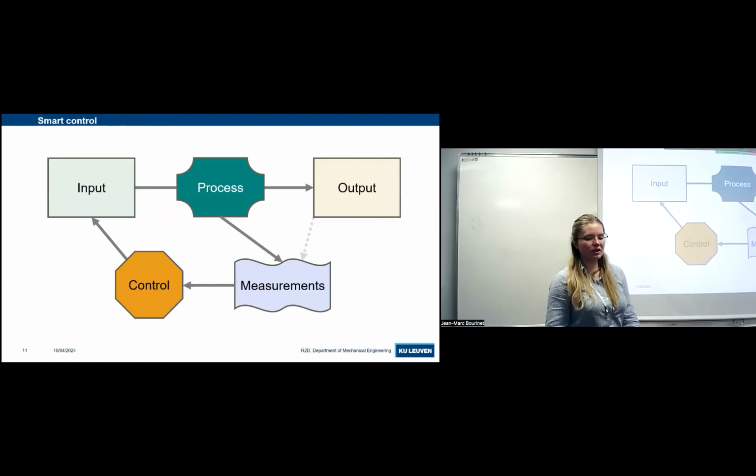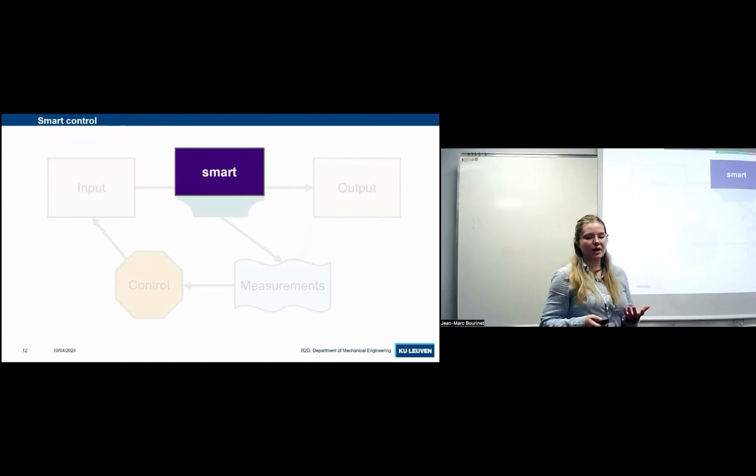For this application, I would like to develop a smart process control. What do I mean with that? Process control means that the input of a current is controlled through measurements with the goal to achieve the desired output quantity. With smart, I'm talking about a methodology that can do so automatically by itself.